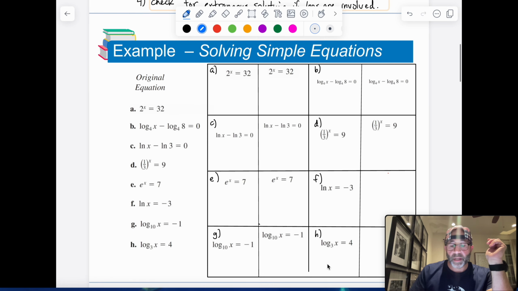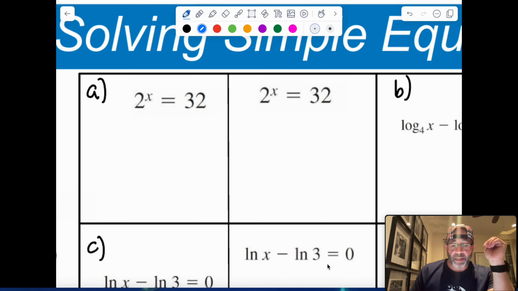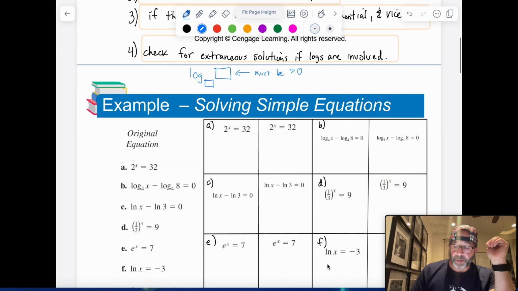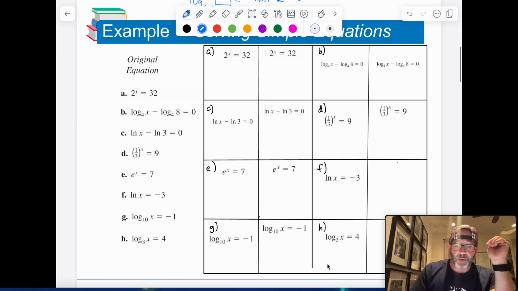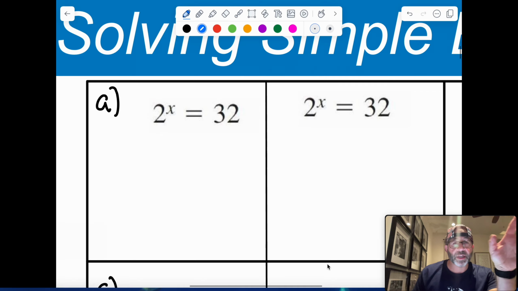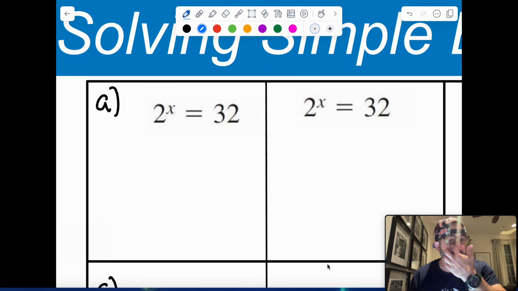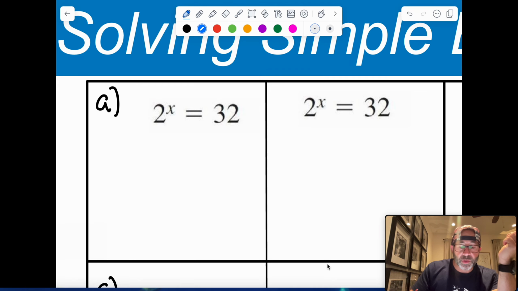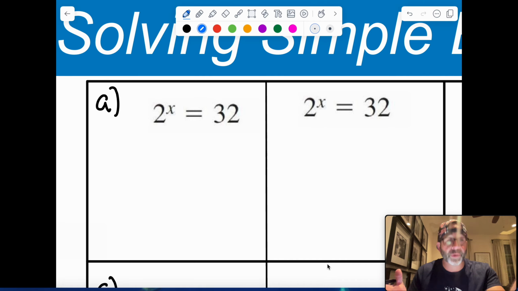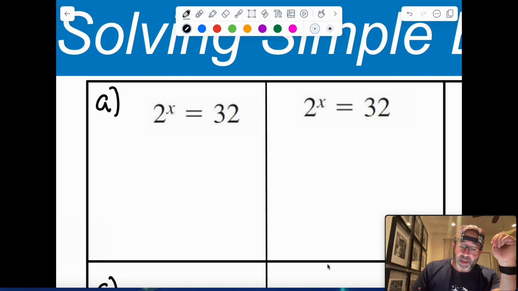So let's get started. If we look at letter A here, these are just the problems that are off to the left side here. You'll notice I put two different columns here because there's two different ways that you could solve this. The first way is if we recognize that there's actually a one-to-one relationship going on here. Now, it's fine if you don't recognize it right away, but nevertheless, there is a one-to-one relationship here. If we take this 32 and focus on it having the same base as this 2 that we have right here, I can write this as 2 to the 5th power.